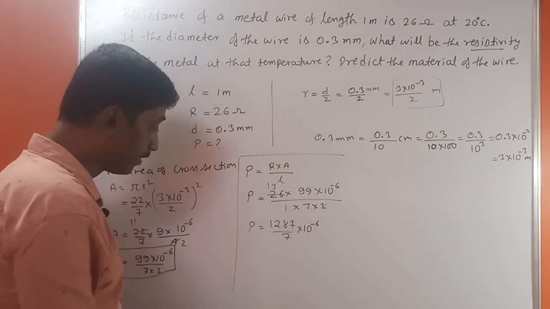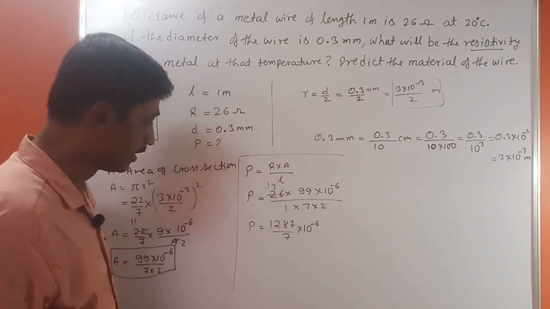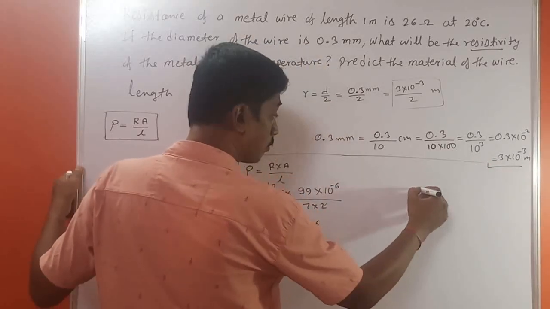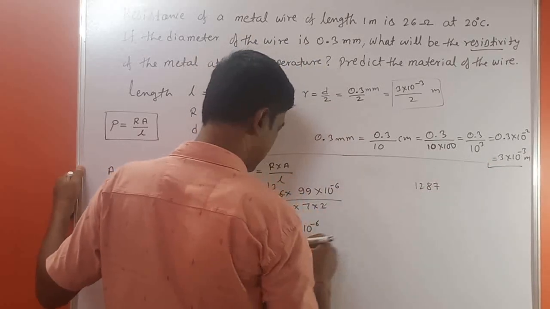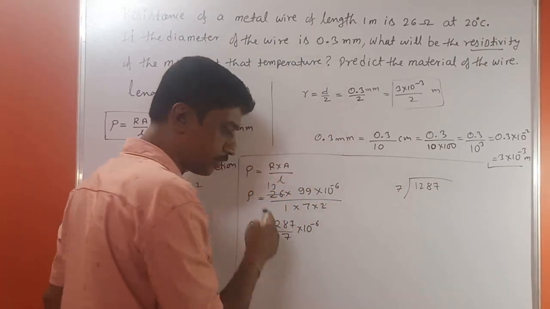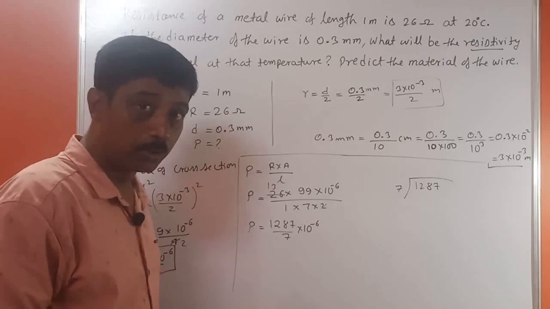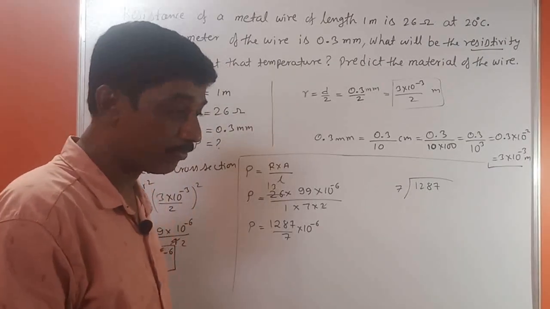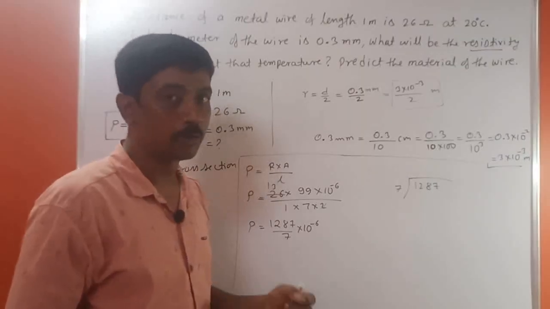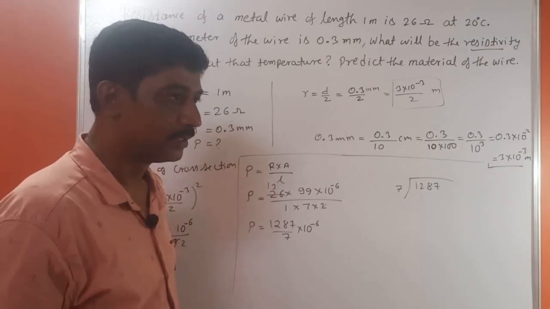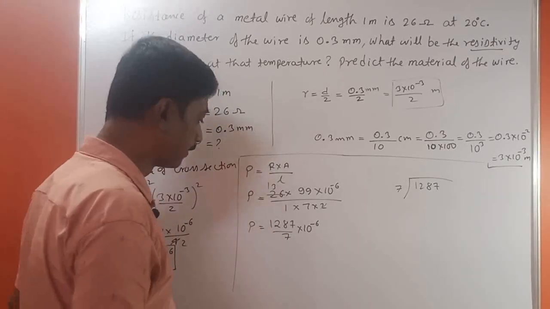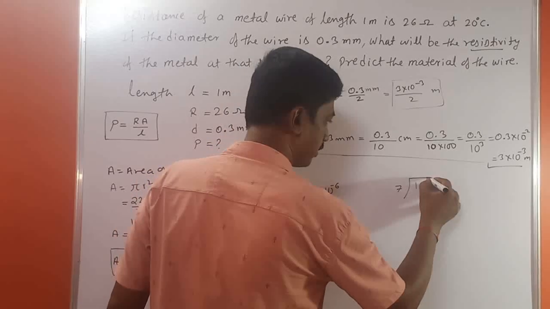Now I need to divide this 1287 by 7. So I will do the calculations for you here. 1287 divided by 7. You know, this 7, the denominator, is not of the form 2 to the power of m into 5 to the power of n that you learn in number system. So this is going to be a non-terminating recurring decimal. That's the reason why we are going to round off to 2 decimals. So let me divide that.